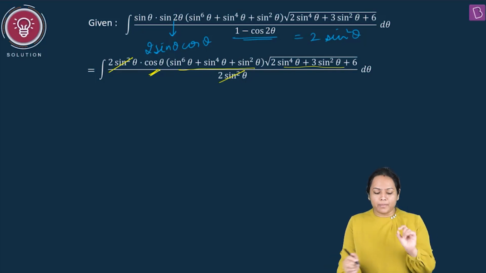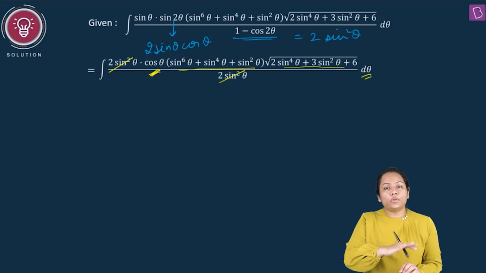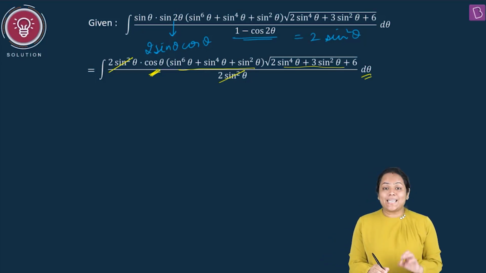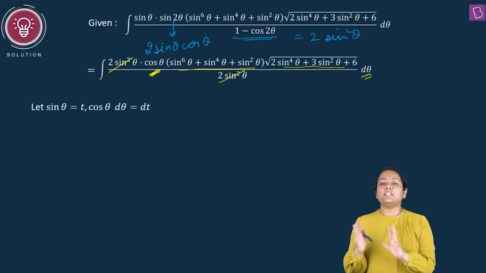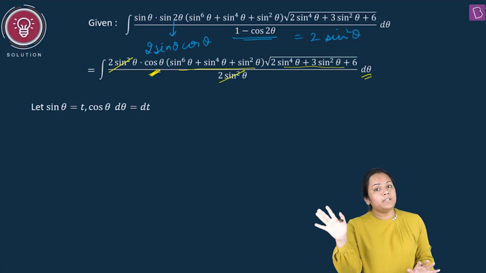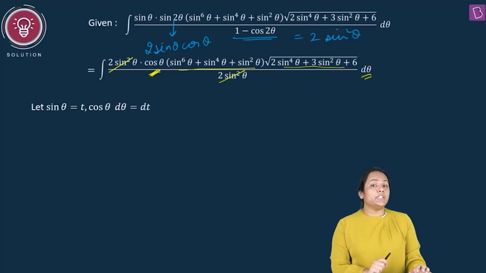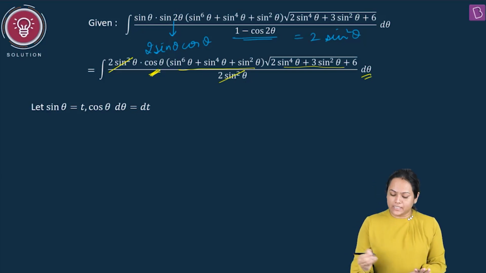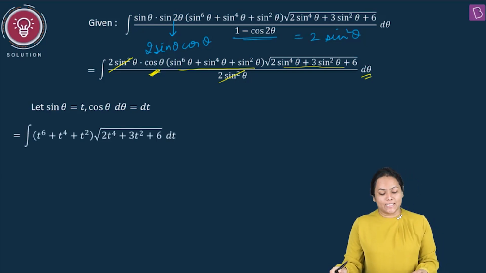If I do that, my cos theta d theta is going to convert into the derivative of that part, right? So let's take sine theta as t, cos theta d theta definitely is going to become dt. So when I substitute sine theta as t over here, my cos theta d theta is dt. I'll get an expression like this.